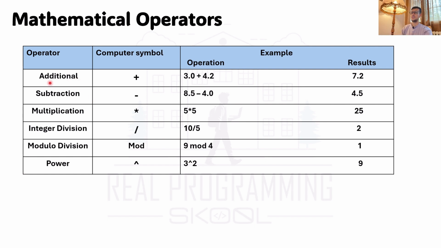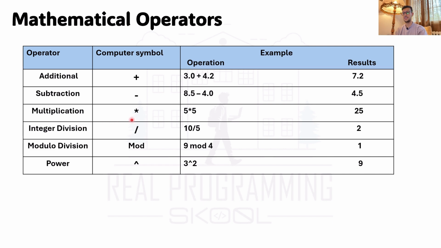Mathematical operators: addition, subtraction, multiplication, integer division, modulo division, and power. In computer symbols, addition and subtraction are the same. If I write, for example, 3.0 plus 4.2, it will give me 7.2. And in computer symbols it looks the same, a normal plus. And subtraction is the same. If I write, for example, 8.5 minus 4.0, it will give me 4.5.